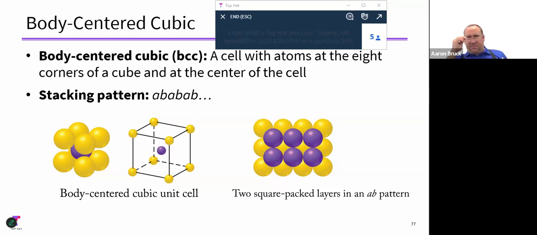A second type of unit cell is something called body-centered cubic. Body-centered cubic atoms start with 8 atoms on the corners, just like simple cubic, but also 1 in the center. And so what this stacking pattern looks like is called an AB pattern. So instead of the square packing where each layer is on top of the other layers, the in-between layers fit in the holes in the spaces between.